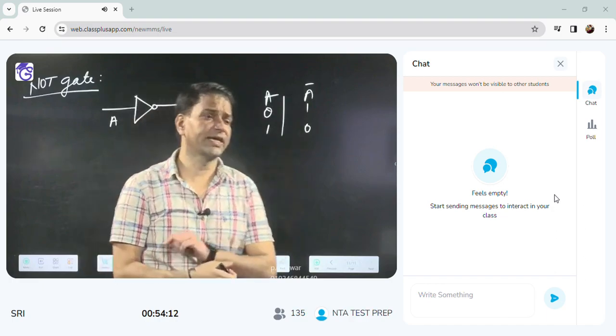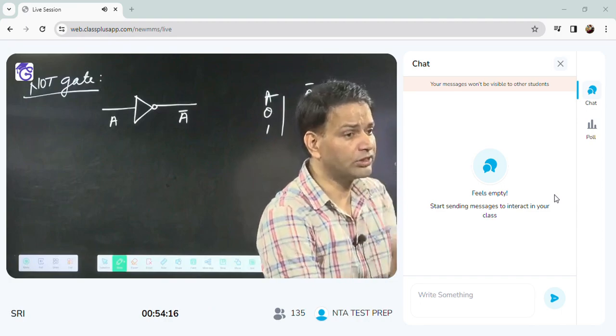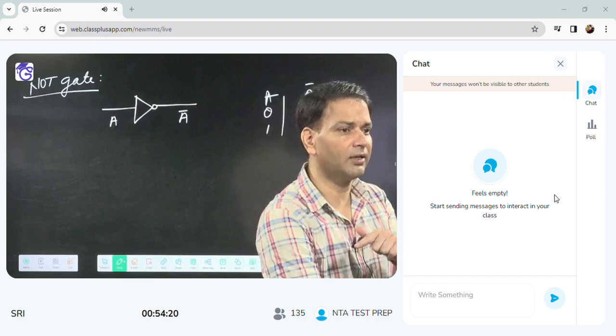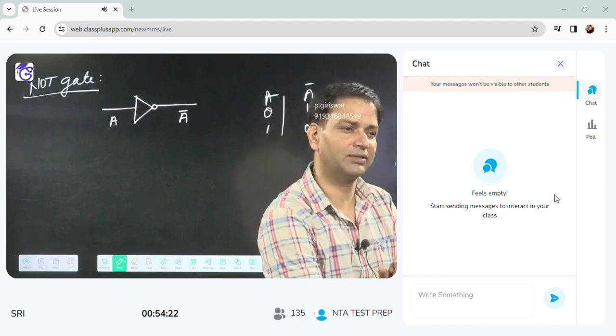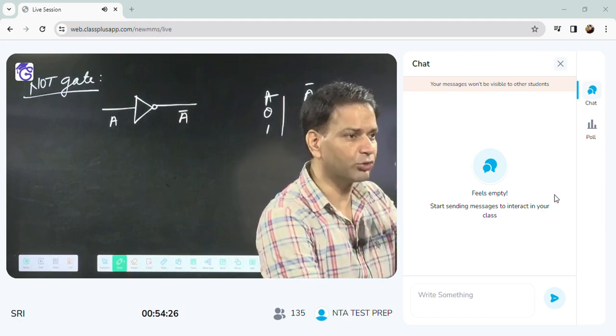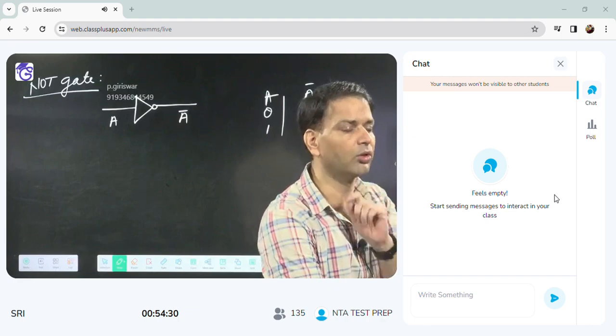It means in this case the bulb will glow when the switch is open. If the switch does not get current, then only the bulb will get current. Switch on means circuit close. When I say the switch is closed, it means the circuit is closed, which means the switch is in on mode. Okay.